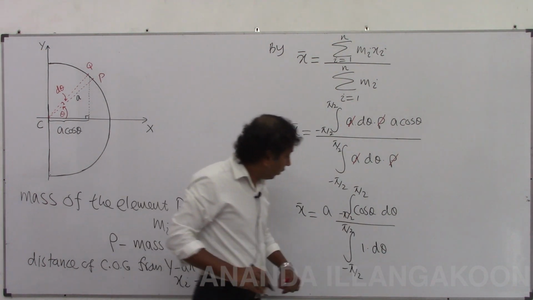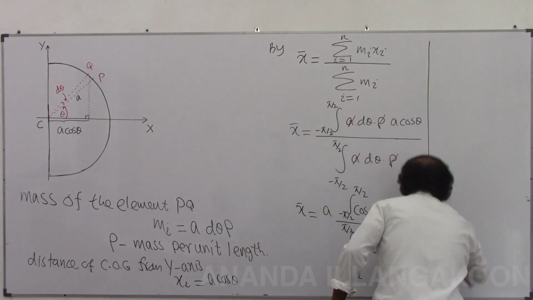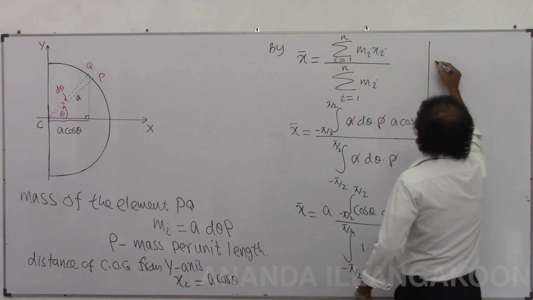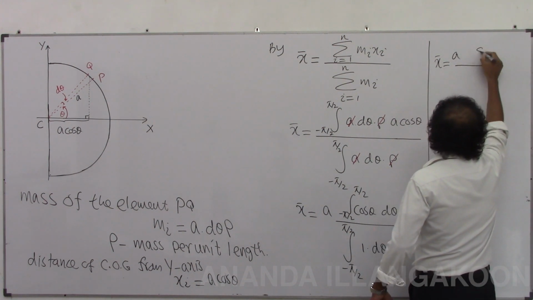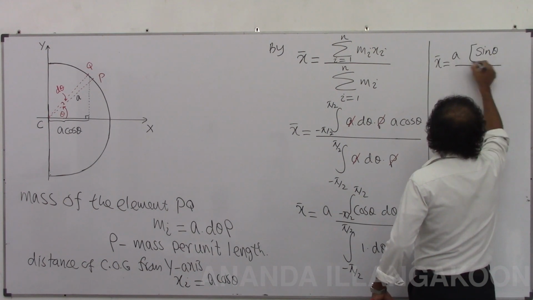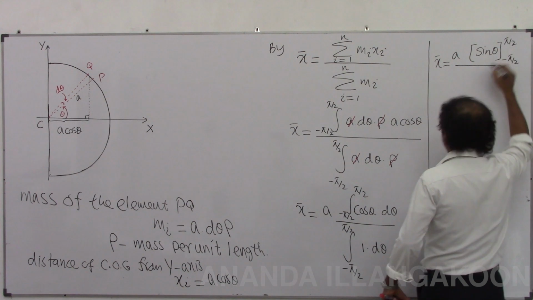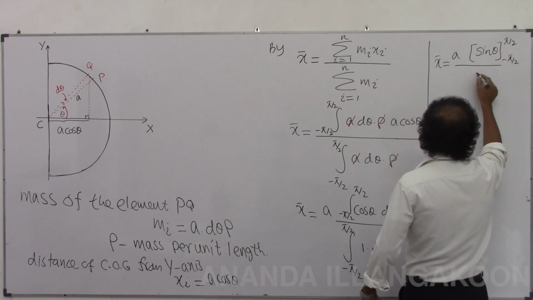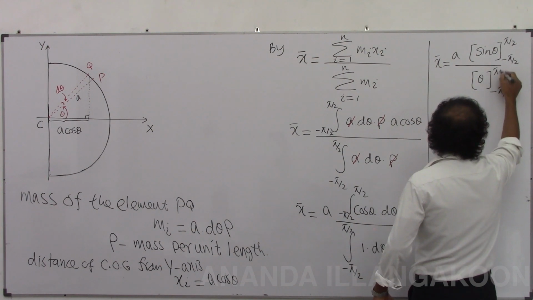You know, the integral of cos theta is sine theta. Sine theta from minus pi by 2 to plus pi by 2, and the denominator is theta from minus pi by 2 to plus pi by 2.